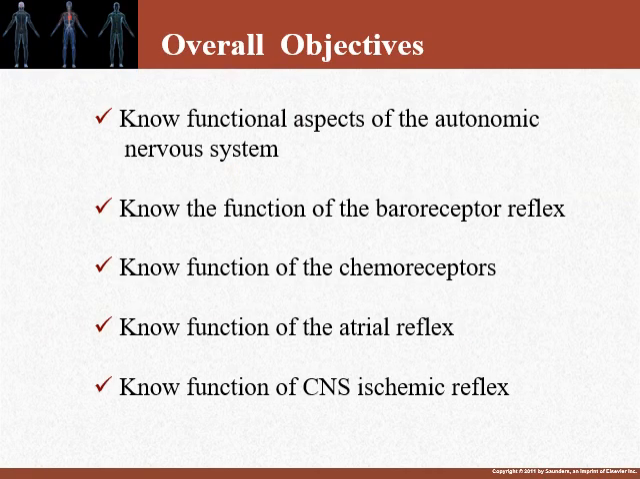Now, our overall objectives for this lecture are to know the functional aspects of the autonomic nervous system in terms of regulation of blood pressure; also to describe the baroreceptor reflex and to identify the function of chemoreceptors, the function of the atrial reflex, as well as the function of the central nervous system ischemic reflex.